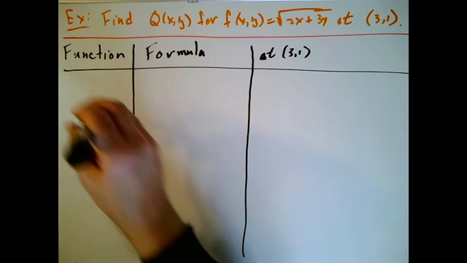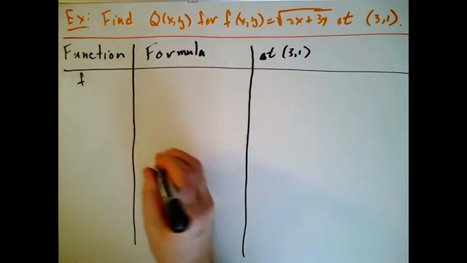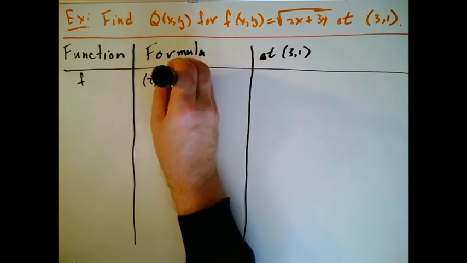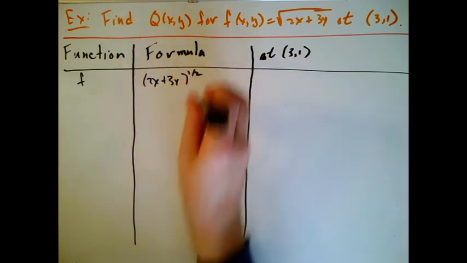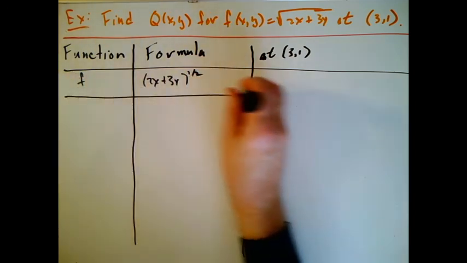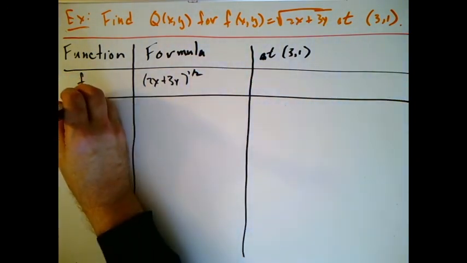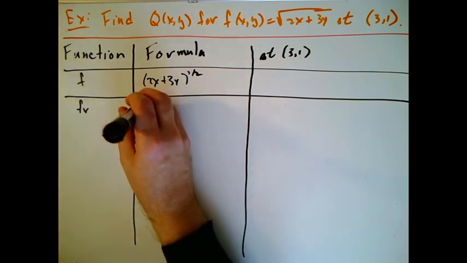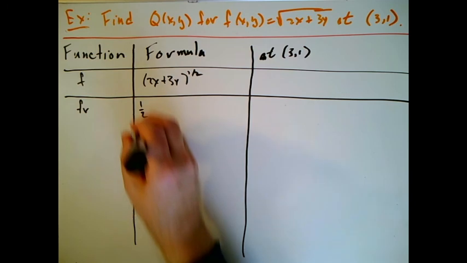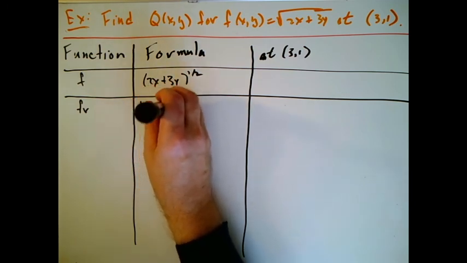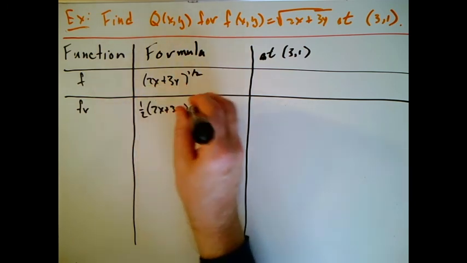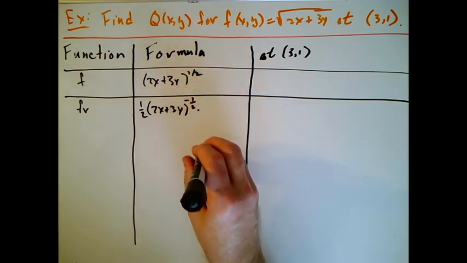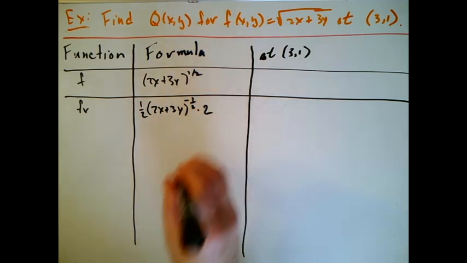Now, the original function is just f, and the formula for that is just (2x plus 3y) to the 1/2. Not bad. We need the partial derivative with respect to x, so we're going to do that. I have blob to the 1/2, so it's 1/2 times blob to the minus 1/2 times the derivative of the inside with respect to x, so that's just going to be 2.